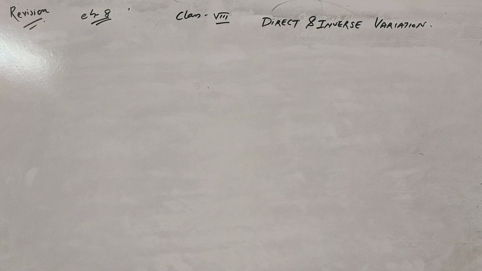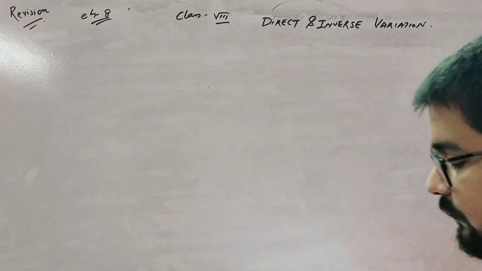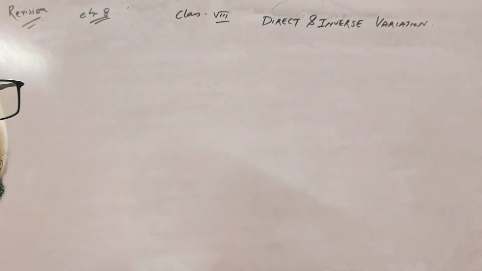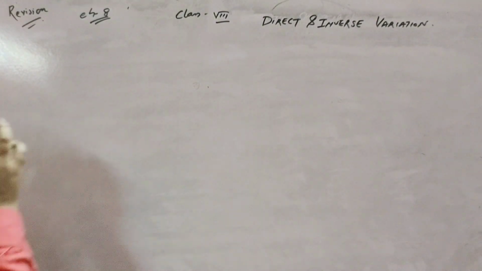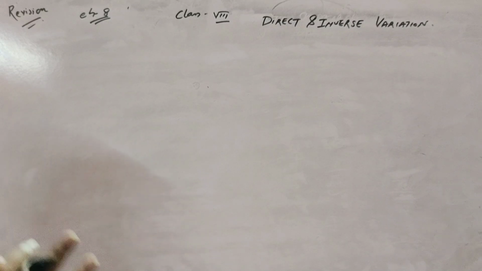Morning class 8. This is your chapter 8, direct and inverse variation. We are revising all the chapters, which will help you in the coming examination, your first term examination. The first question: we know that direct and inverse variation. Direct means direct relation, and inverse is totally opposite. So first of all we are starting with direct variation.